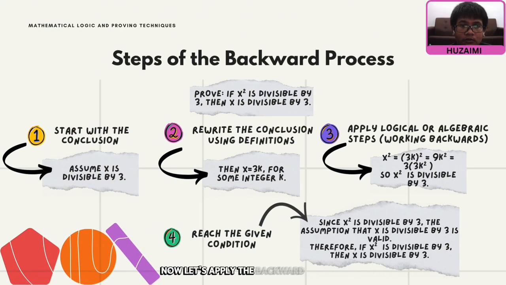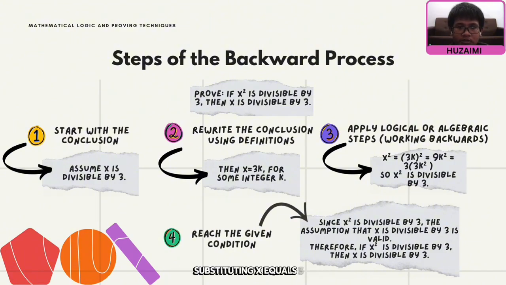Now, let's apply the backward process using a simple example. We want to prove if x squared is divisible by 3, then x is divisible by 3. We will begin with the conclusion and work backward to the given condition. We begin by assuming the conclusion that x is divisible by 3. This gives us a starting point for working backward. If x is divisible by 3, then x can be written as 3k for some integer k. This rewrites the conclusion in a usable mathematical form.